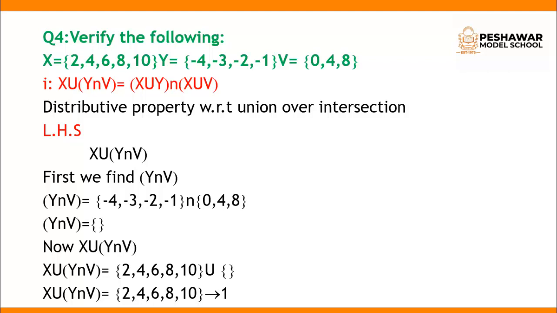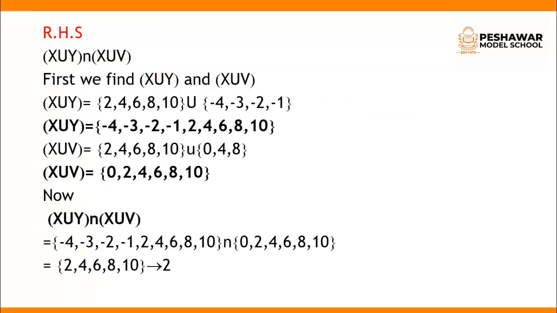Now we have to find X union bracket Y intersection V. First we take the elements of set X, that are 2, 4, 6, 8 and 10. Now we put the operation union, and we put the elements of Y intersection V, which is the empty set. Union means we combine these two sets together. So the left hand side, X union bracket Y intersection V, is equal to 2, 4, 6, 8, 10. Now come to the right hand side.